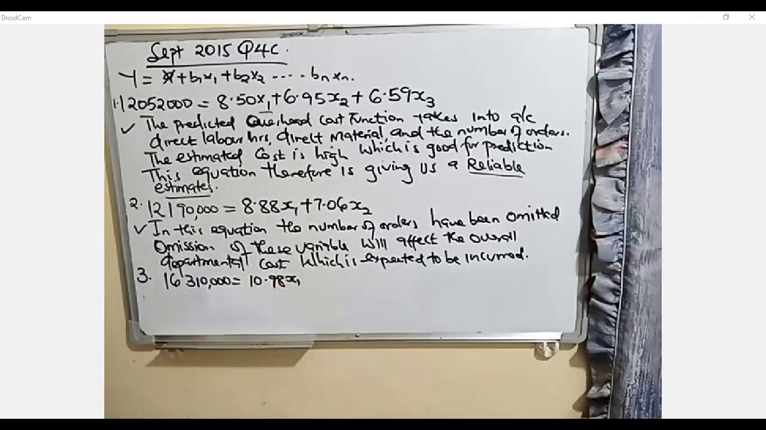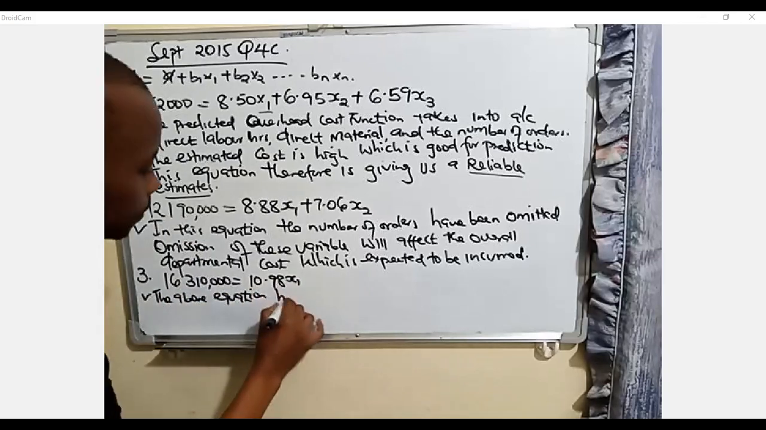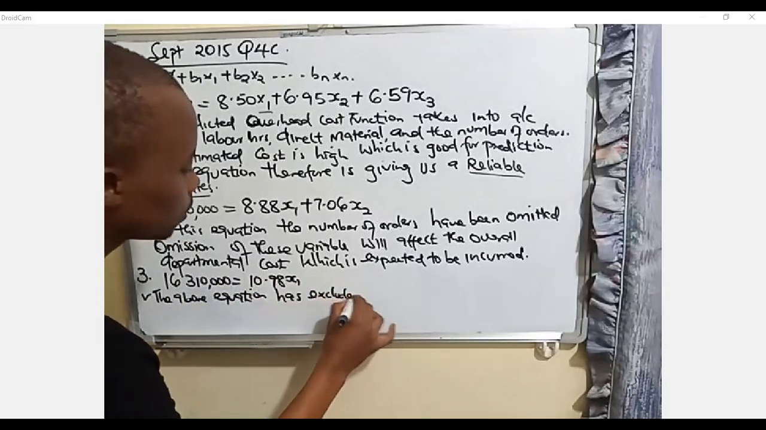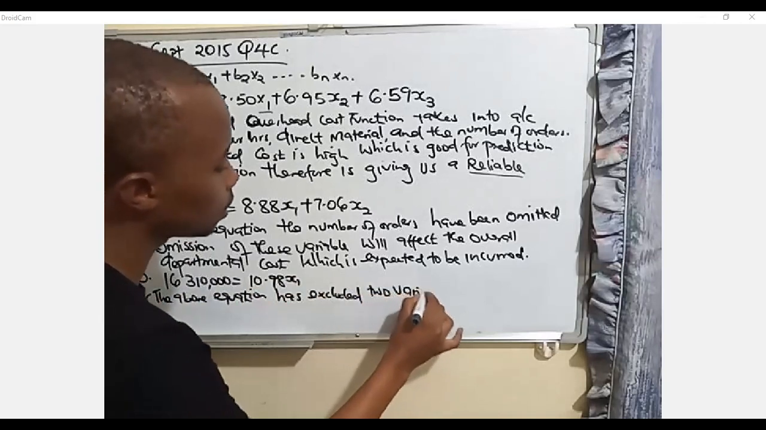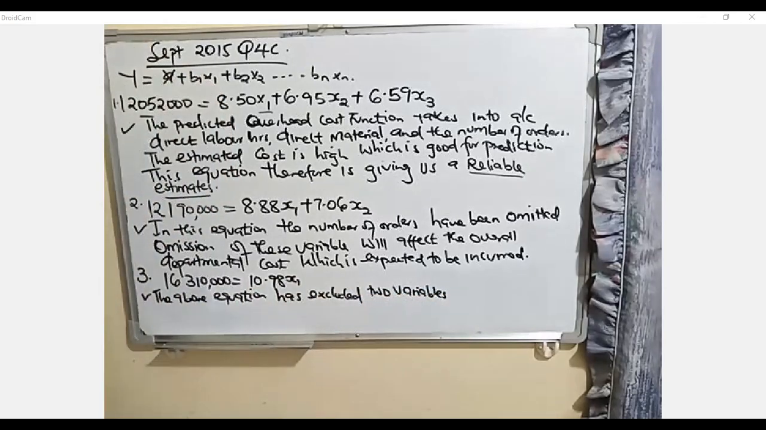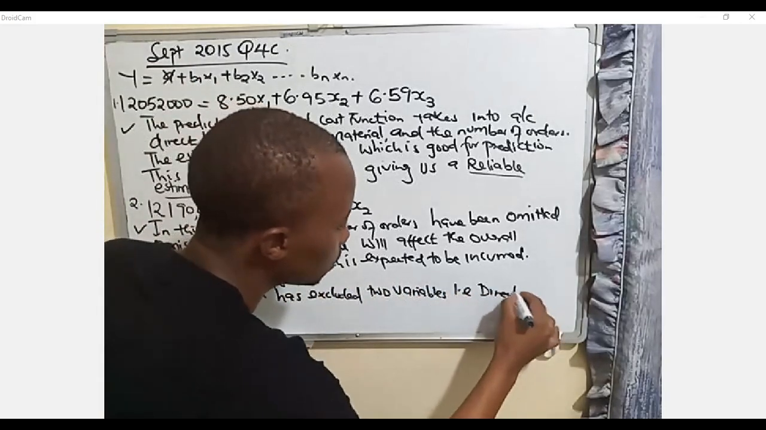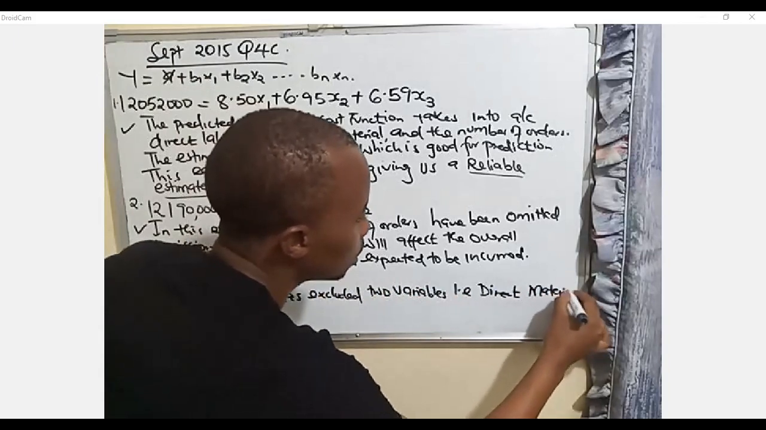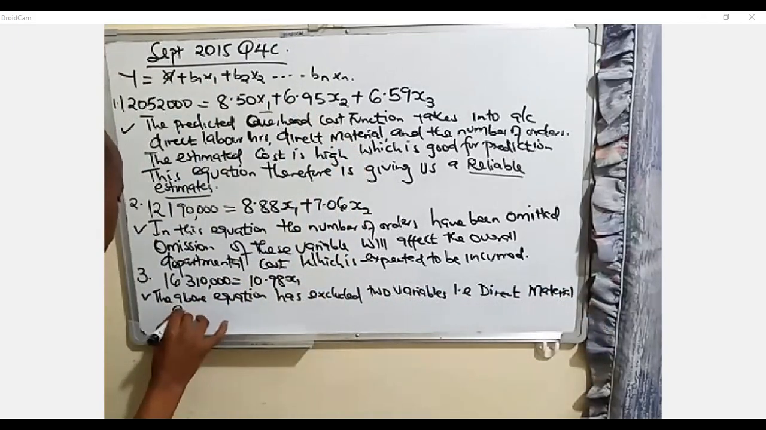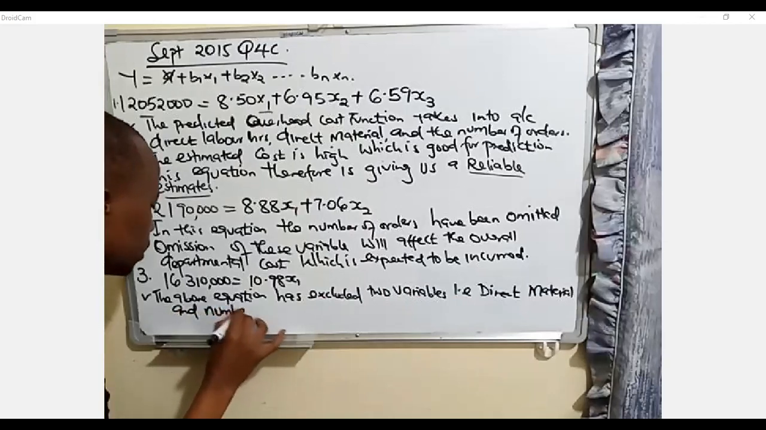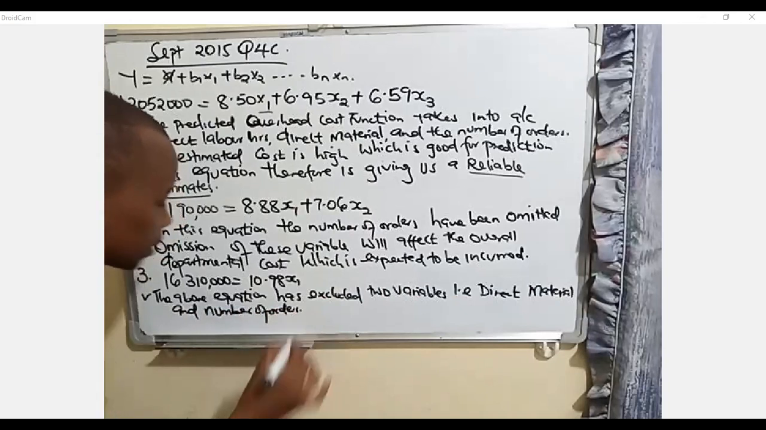And this gives you an easy way to explain. You can just say this: the above equation has excluded two variables. That is direct material and number of what? Number of orders. Good.